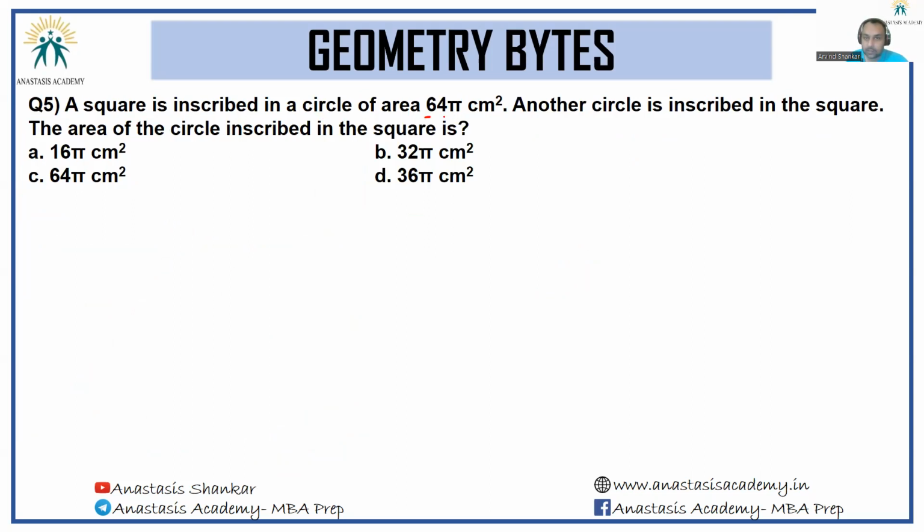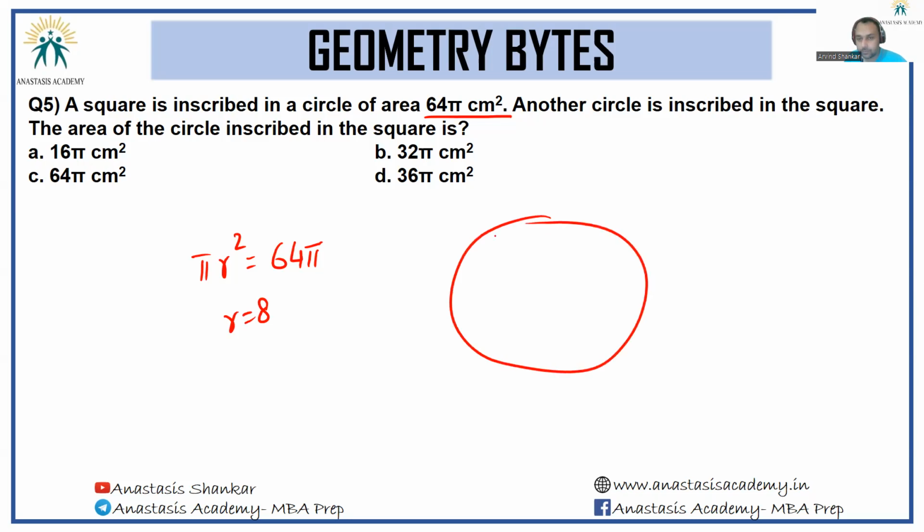Next, a square is inscribed in a circle of area 64 pi centimeter square. So I've been told pi r square is equal to 64 pi. So r is equal to 8. So square is inscribed in this. If a square is inscribed in this, I've been told the radius is 8. If radius is 8, diameter is 16. So the side here will be 8 root 2.